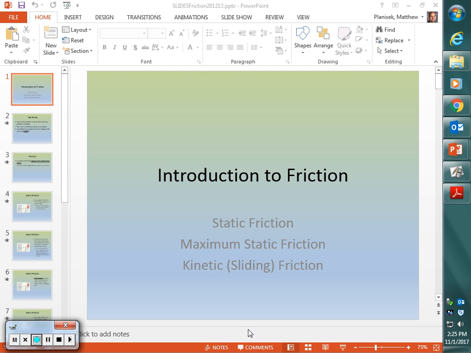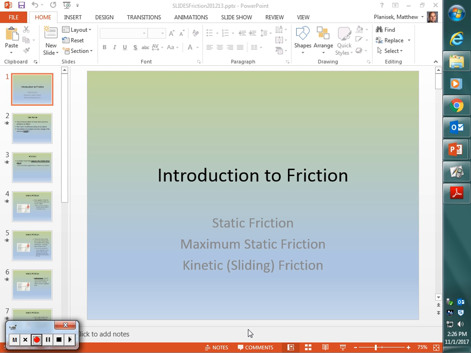The other type of friction we talked about was kinetic or sliding friction. That affects what kind of objects? Moving objects. And it will affect those moving objects in which direction? The opposite of whenever they're moving. So static friction works against a force, where kinetic friction works against a motion.